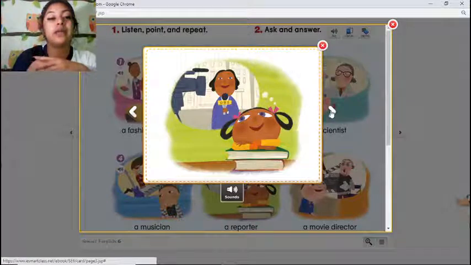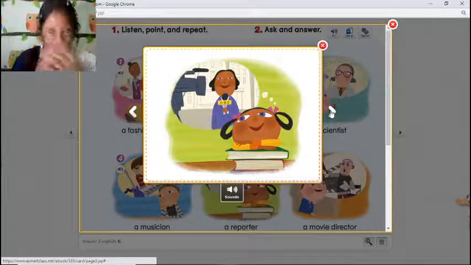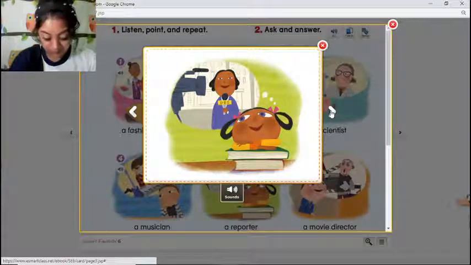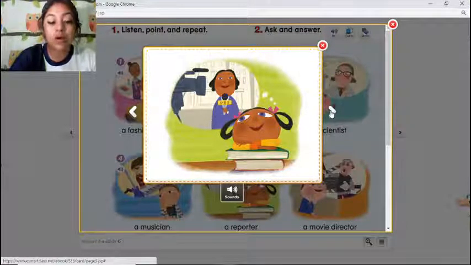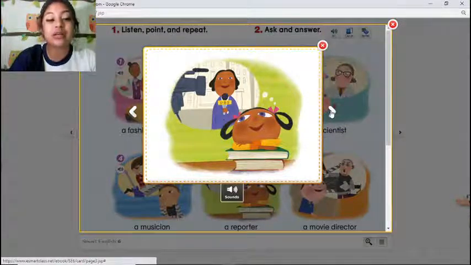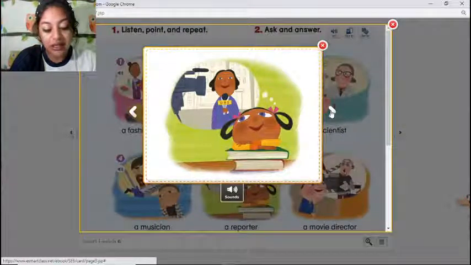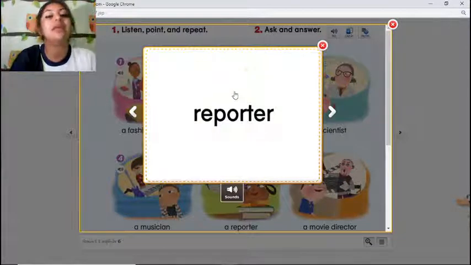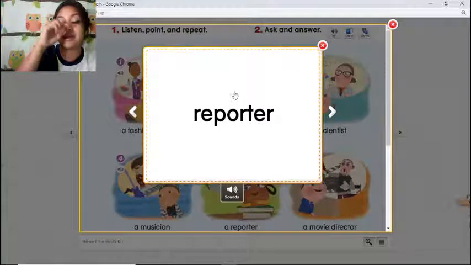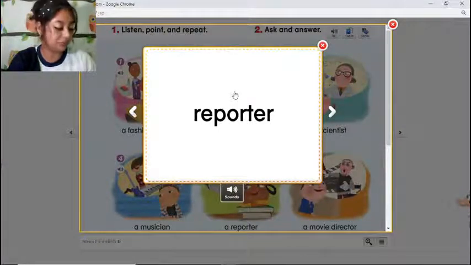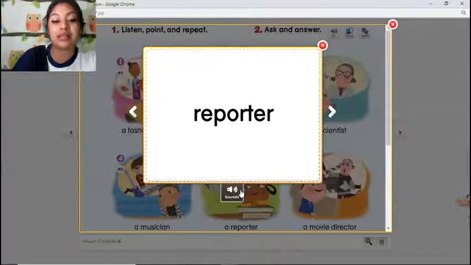She is taking a rest on books, but she's thinking with a microphone and a camera. What does she want to be? Reporter, that's correct, Ceci. Reporter, that's correct. All of you have said reporter. That's correct. How do you spell reporter? R-E-P-O-R-T-E-R. Reporter. She wants to be a reporter. That's correct. How do you pronounce? Let's go into listen.